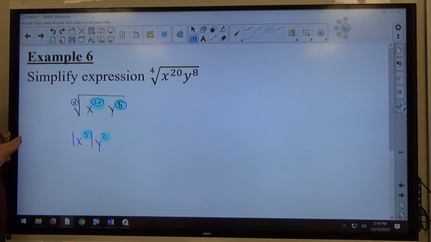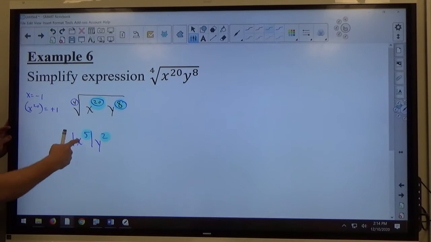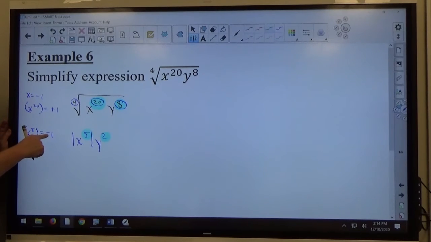The reason we have to consider that is if x happens to be a negative number. If x equaled -1, it doesn't, but if it did, x to the 20th power would equal +1, because we have 20 negatives, which is even, which would be a positive. 1 times 1 all the way 20 times is 1. The answer, x to the 5th power, equals -1, because 5 negatives make a negative.